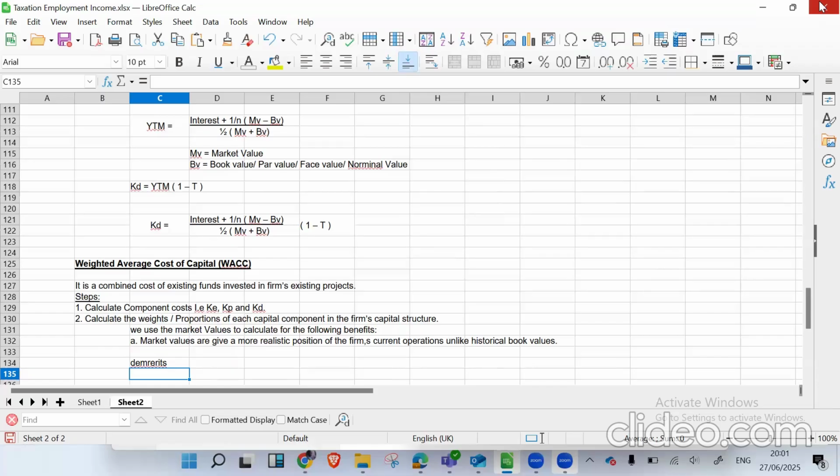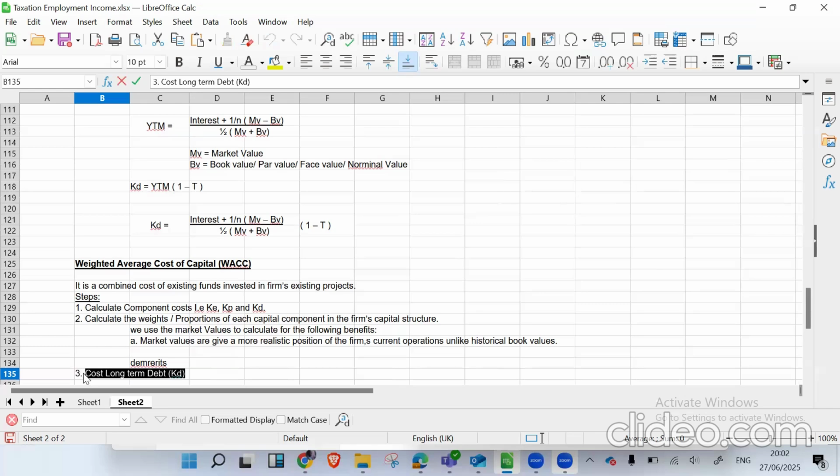Tulisema tupeane points tatu. Number C, by using market values, there is an assumption that the financial markets are efficient, such that the prices are known in advance and with certainty.